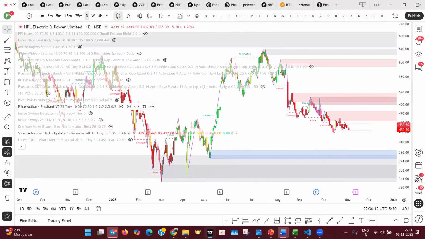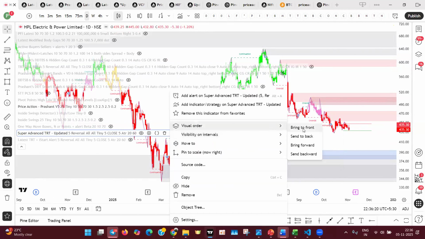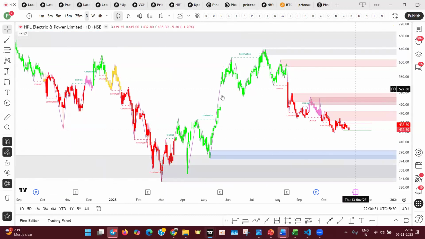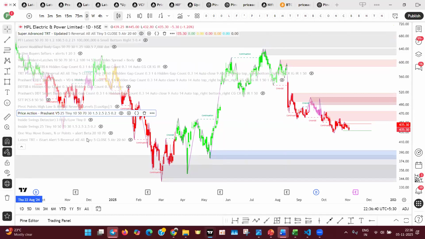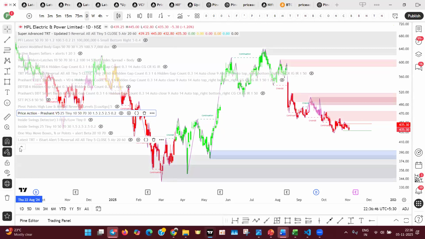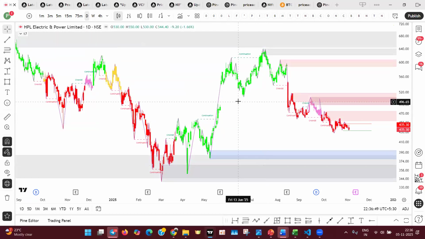How to keep this color constant? For that, what we can do is click here. On the indicator, there are 3 dots. Click here and then go to visual order and bring it to front. Okay. So when we bring it to front, the color remains. Now, even if I click somewhere else, the color of the indicator is not changing. It is constant now. And if we want to check some other indicator, then we have to hide this. From here we can hide and we can check the color of other indicators. So this way you can make the color fixed for this indicator.